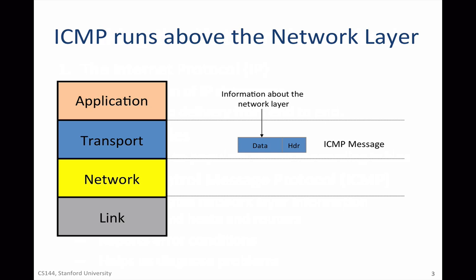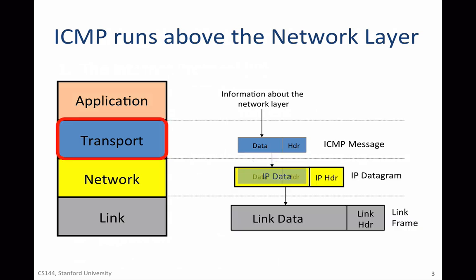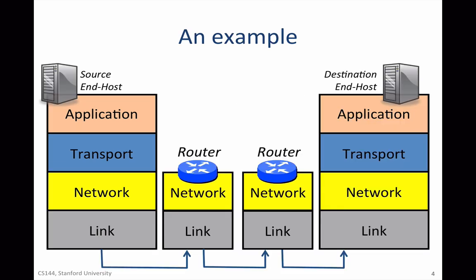When an end host or router wants to report an error using ICMP, it puts the information that it wants to send back to the source into an ICMP payload and hands it to IP to be sent as a datagram. Let's look at an example. As I said, ICMP typically gets used as a method for error reporting. And in fact, you've seen it if you've ever seen the message destination network unreachable.